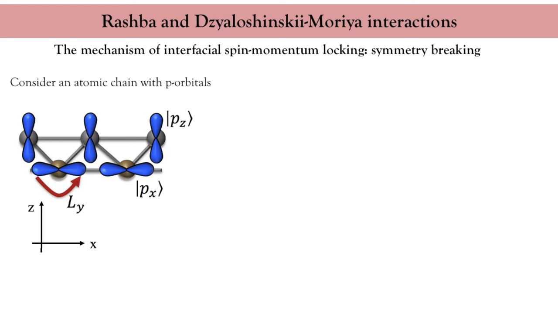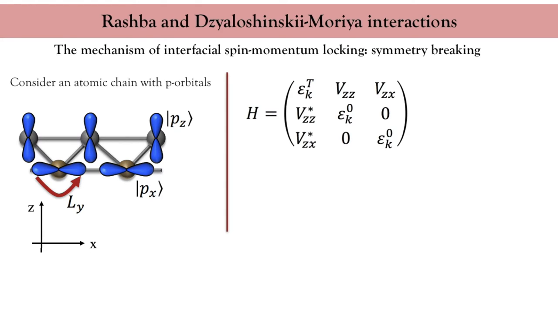To do so, I will introduce this very simple Hamiltonian. The top term in the diagonal is the energy dispersion of the top pz orbitals. The middle term is the energy dispersion of the bottom pz orbitals, and the last term is the dispersion of the px orbitals. In this example, I will assume that these last two dispersions are the same. In real life, this is never the case, but it simplifies my calculation without losing the physics.